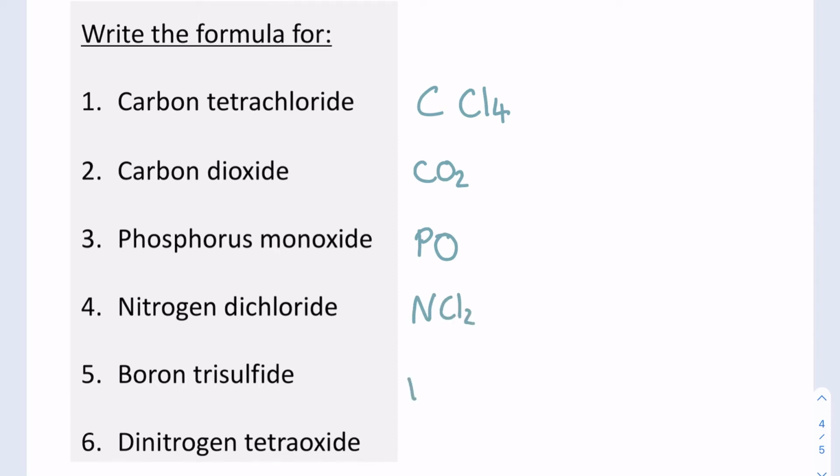And boron, which is B, trisulfide, so S3. Dinitrogen, so N2. Tetraoxide, which would be O4. This one we can actually simplify further, so that one you could just do NO2 as well.